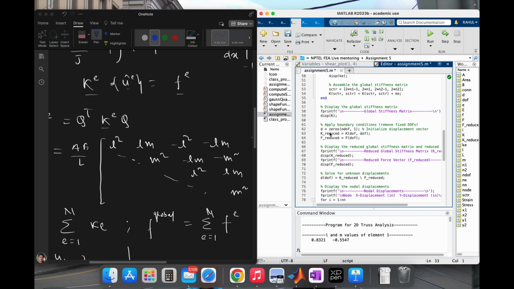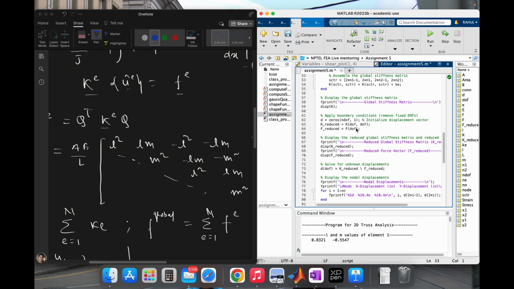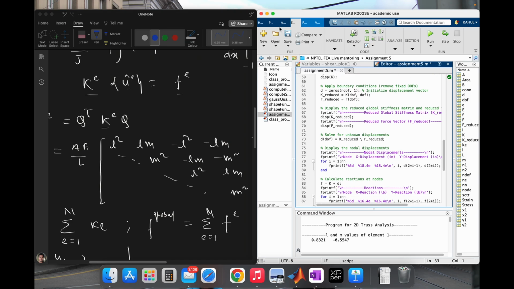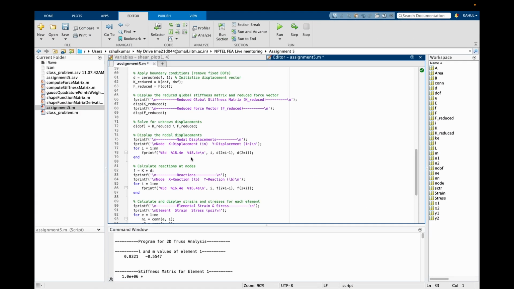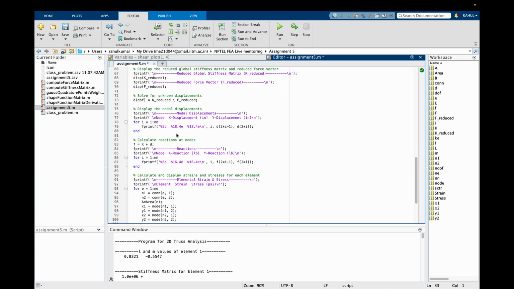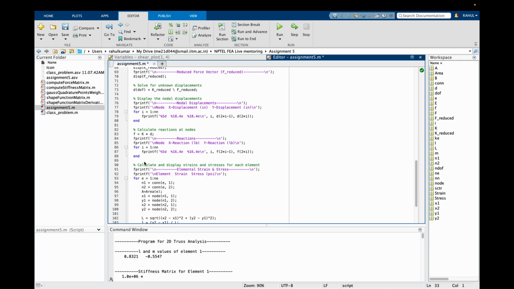So we will first initialize the displacement as a 0 vector, and then we will store K reduced and F reduced accordingly, when the displacements are 0, which are nothing but the 1, 2 and 3 nodes. So accordingly I have written that particular node. Then we will print the nodal displacements here, and then we will find what are the reaction forces at each node.